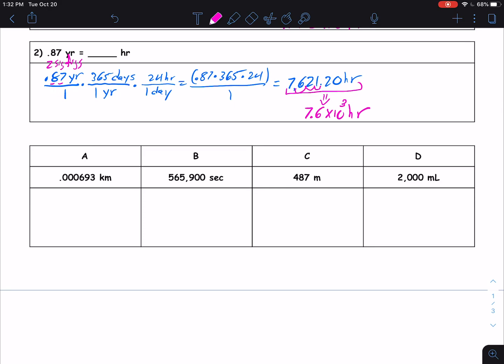The final part of this practice is just writing these different numbers in scientific notation. At this time, please write A in scientific notation. This will come out to 6.93 times 10 to the negative 4 kilometers, because remember we went to the right.